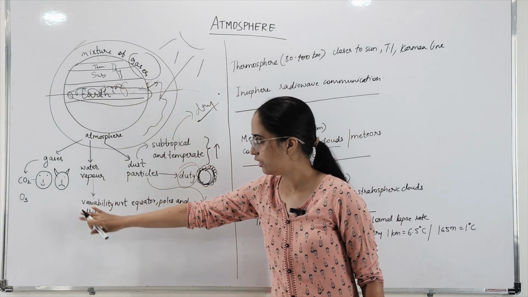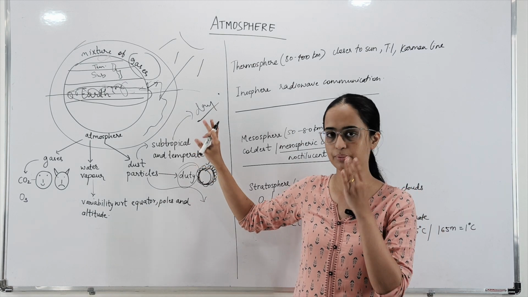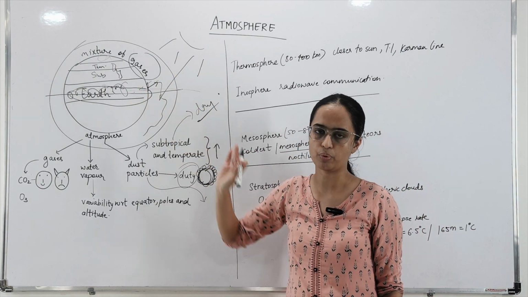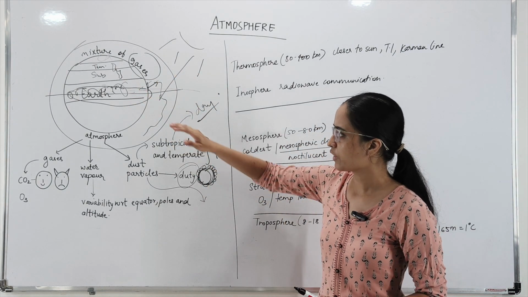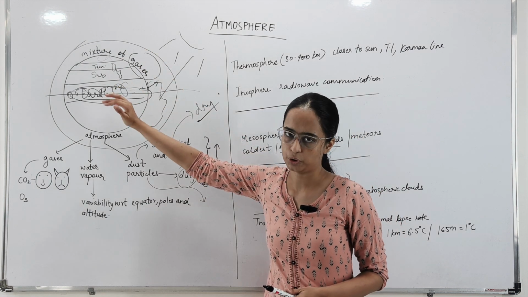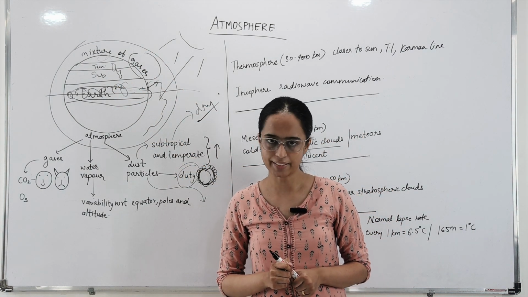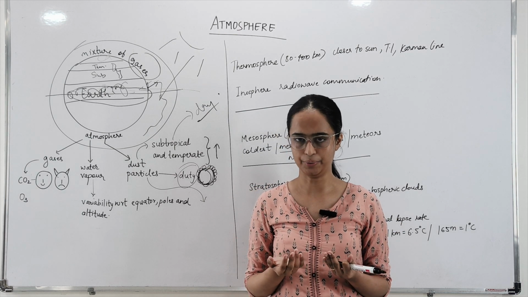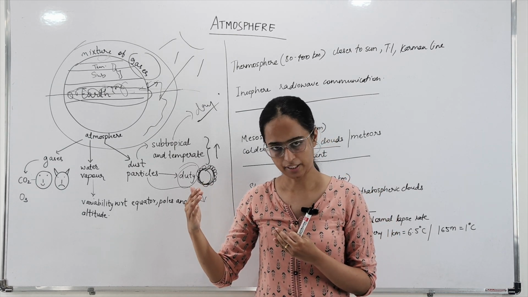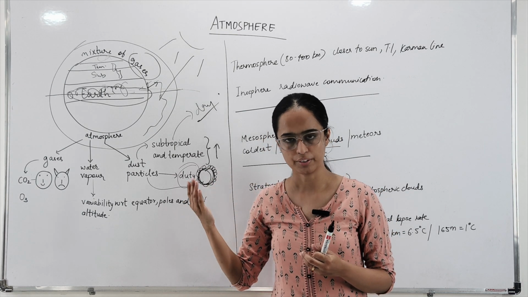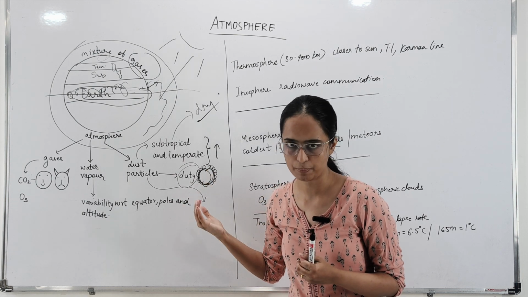So in this particular part of the video, what we have seen is that the Earth has an atmosphere around it, and the atmosphere is nothing but a mixture of gases, a blanket that is there around the Earth. It exists up till a certain height only. It is made up of different gases, water vapor and dust particles.